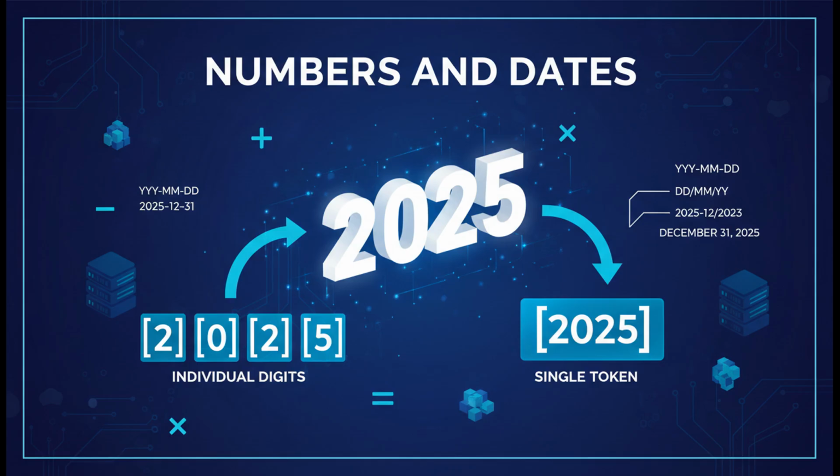Numbers are tricky. If you tokenize 199 and 1999 inconsistently, the model might struggle with math. Engineers often use special rules to ensure numbers and dates are broken down in a way that preserves their mathematical meaning.